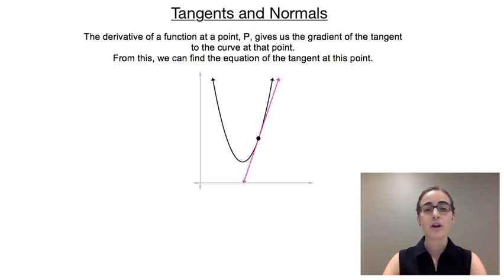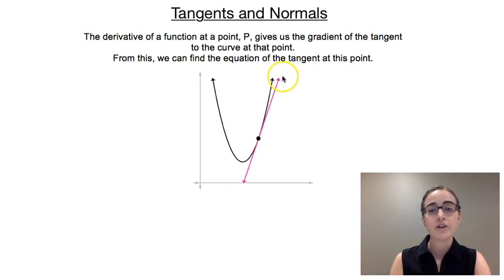In this video, I want to have a look at tangents and normals. So the derivative of a function at a point P tells us the gradient of the tangent at that point. So in our little diagram here, if this is our point P, then we're finding the gradient of that pink line there.